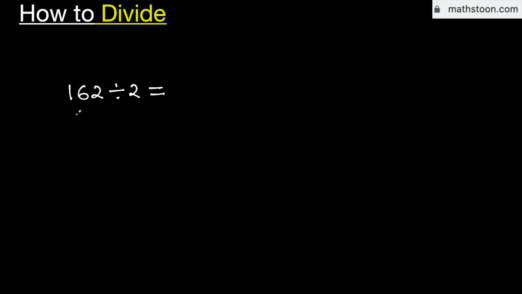Let's learn how we simplify 162 divided by 2 using the long division method. To do this, at first we'll write down the numbers in this way. See that 1 is less than 2, so let's consider the two digits, that is the number 16. We know that 2 times 8 is equal to 16. Subtract, we get a 0.